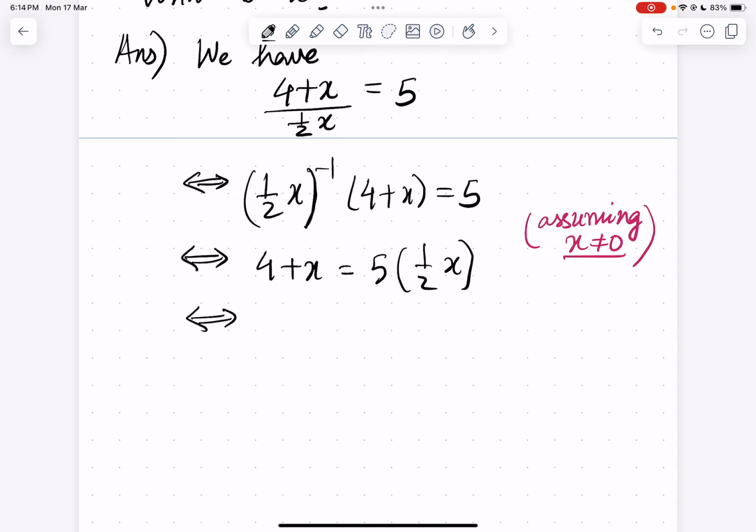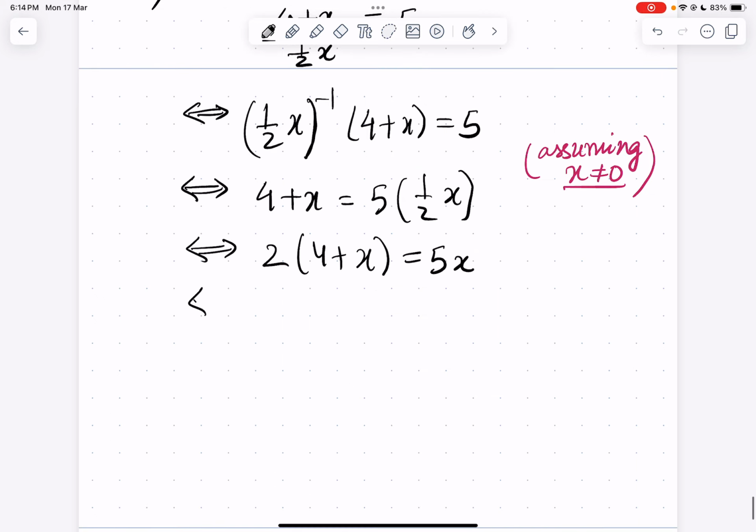Then this equation can be written as 2 times (4 plus x) equals 5x. So this is the same as saying 8 plus 2x equals 5x. This is the same as saying x equals 8 by 3.